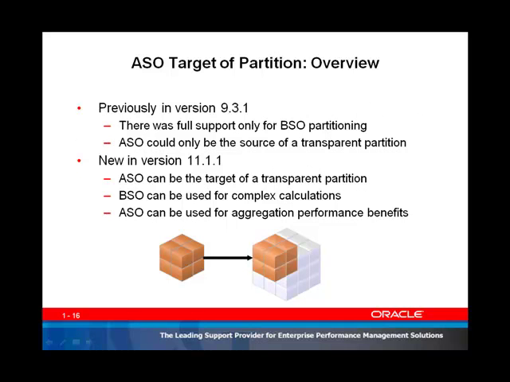Now we'll look at a significant enhancement to the Essbase partitioning feature. In prior versions, full support was implemented for block storage partitioning. However, ASO could only be the source of a transparent partition. It could not be the target. New in the version 11 release of Essbase is the ability for an ASO cube to be the target of a transparent partition. This opens up many more configuration options. For example, you could use block storage cubes for complex calculations and ASO cubes for the aggregation performance benefits and combine them via partitioning.